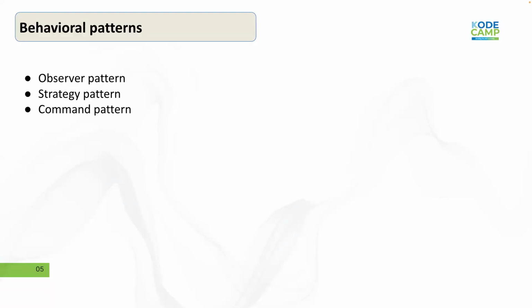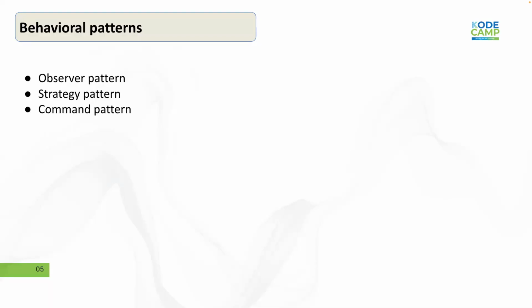The problem it intends to solve is that you need to notify multiple objects about a state change without creating tight coupling. The real-world analogy is very simple, something we've been using: newsletter subscription. When a publisher releases a new issue, all subscribers automatically receive it. So that is basically the observer pattern.